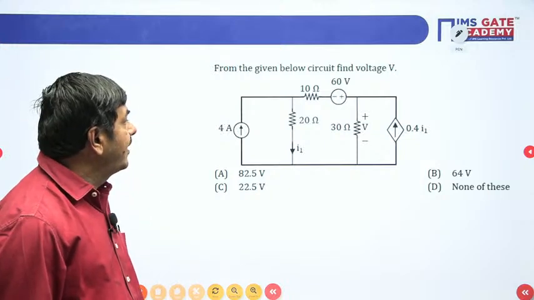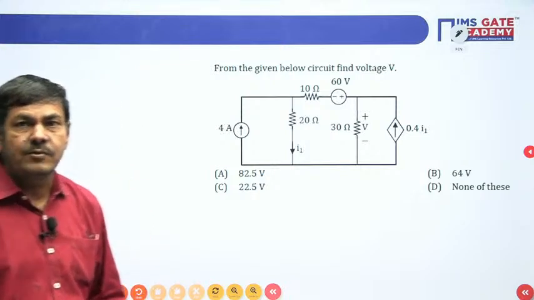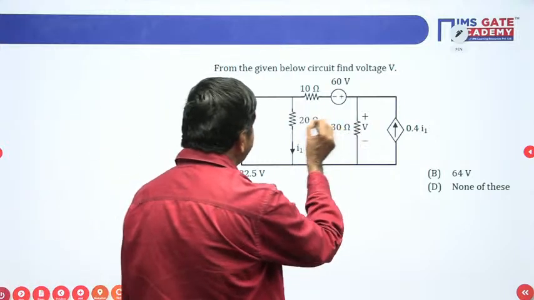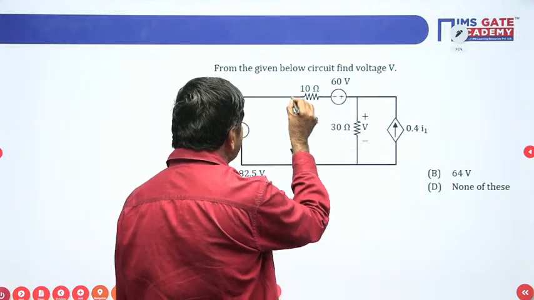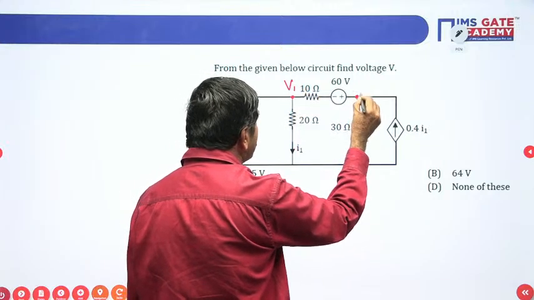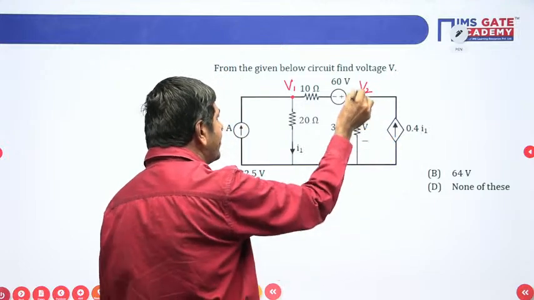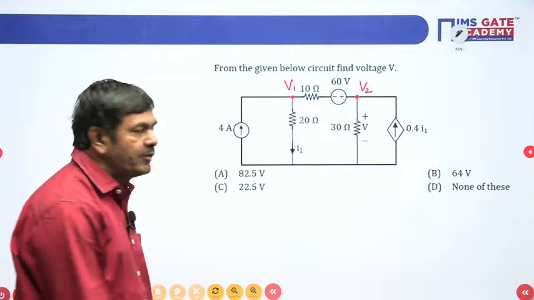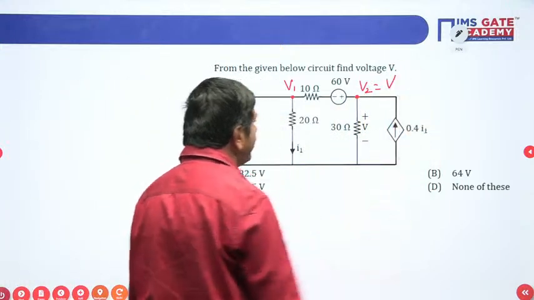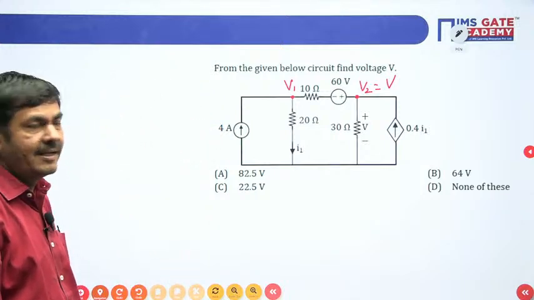It is asking to find V. From the given circuit below, find voltage V. To find the voltage V, here I want to apply nodal analysis. This node voltage I wish to select as V1. This node voltage I want to select as V2. V2 is nothing but V only. Otherwise, directly you can put V, no problem. V2 equal to V. Otherwise, directly V.